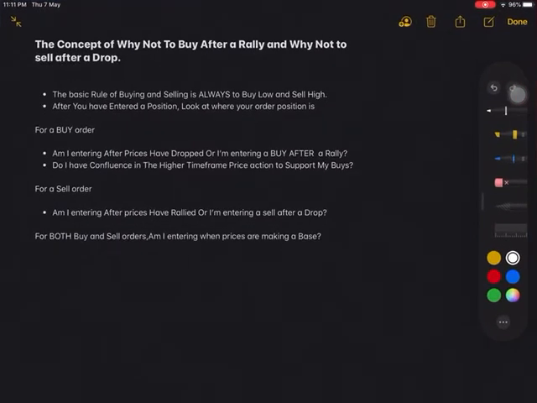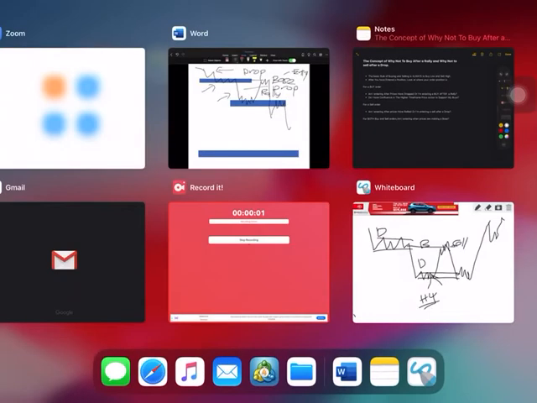The basic rule of buying and selling is always to buy low and sell high, and after you enter a position, look at where your order position is. For a buy order, am I entering after price has dropped, which I already shared just now, or am I entering after a rally? Entering a buy after a rally usually is going to fail.